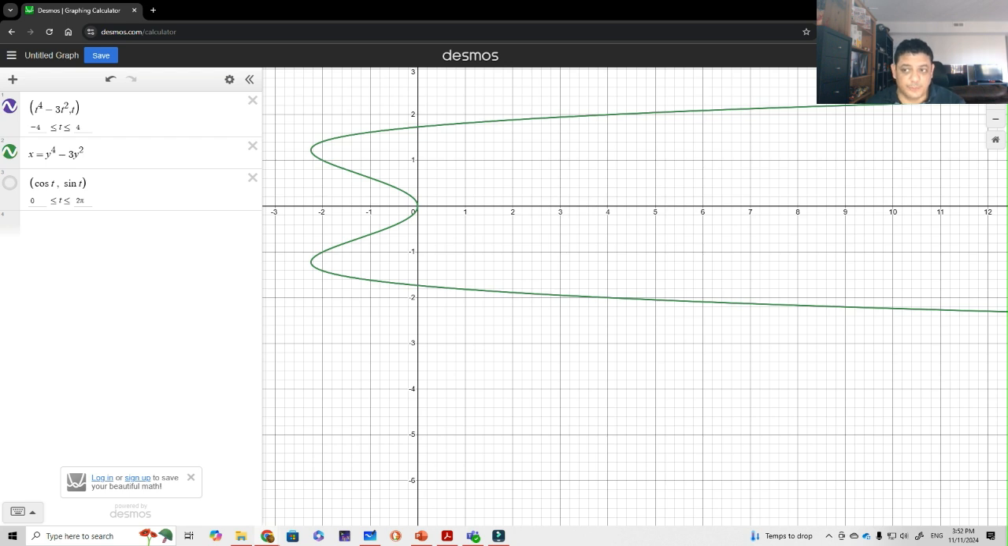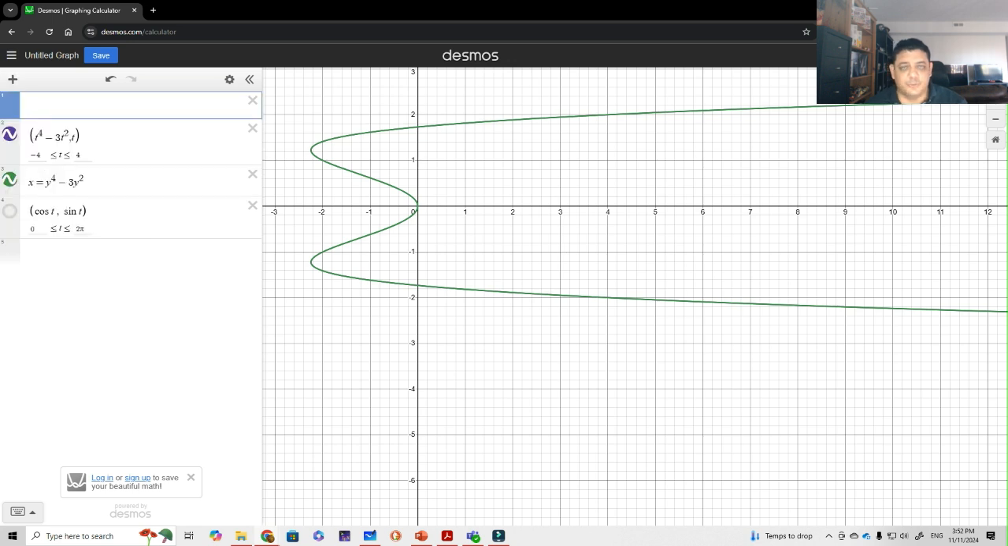This is because both of these representations are the same. I'm given y as the parameter. I'm saying y equals t, and y is going to represent my parameter. And now because x is being described in terms of y, then I can get the parametric equations x equals t to the 4 minus 3t squared and y equals t to represent my curve.